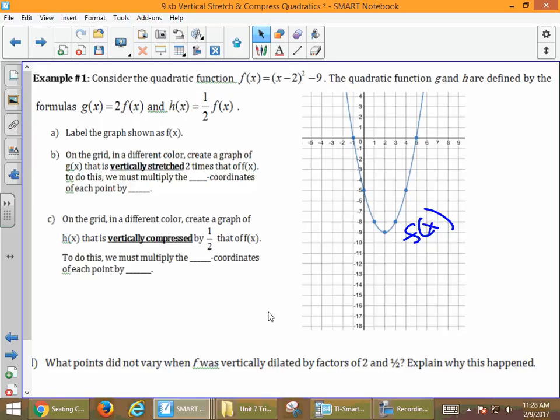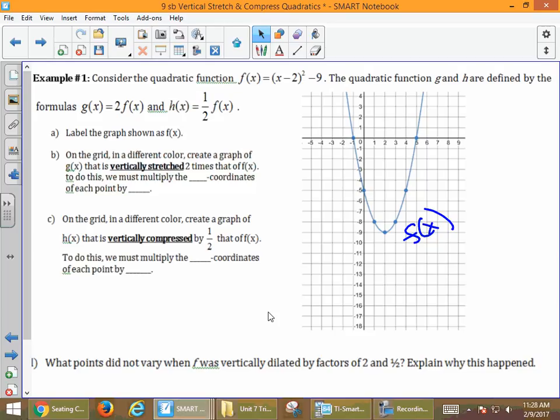And then the instructions say that f of x is x minus 2 squared minus 9, and that g and h are defined as g of x is 2 times f of x, so it's 2 times our original function, and then h of x is 1/2 of our original function, or 1/2 f of x.